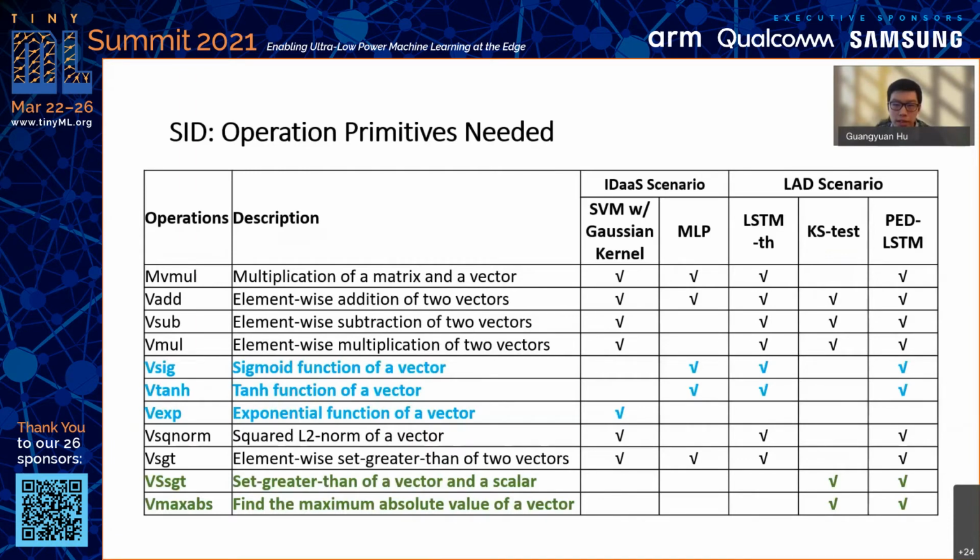We have the squared L2 norm operation to compute the Gaussian kernel for the SVM algorithm and the prediction errors for the LSTM-based algorithms. The vector set greater than is for general comparison, including the comparison with a threshold. Two additional primitives to compare a vector and a scalar and find the maximum absolute value are needed to perform the KS test, which we will explain later. The PAD LSTM method needs a combination of LSTM and KS test operations.